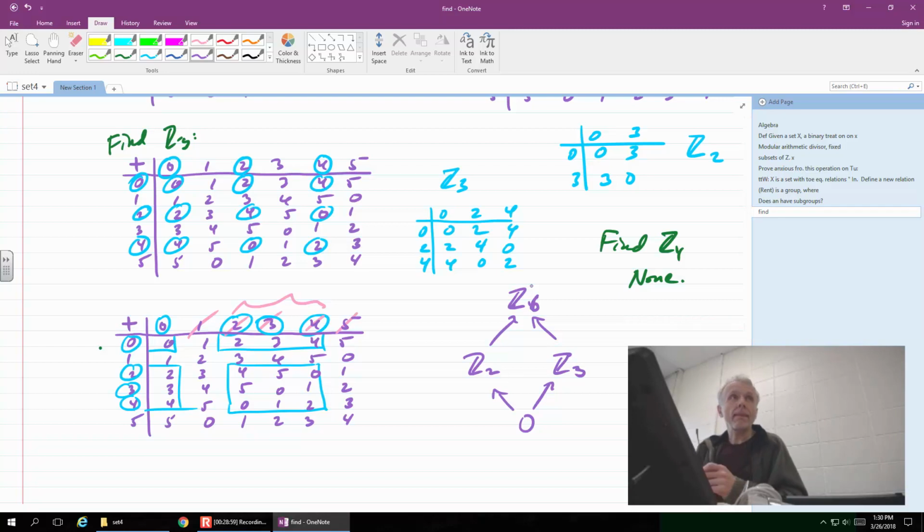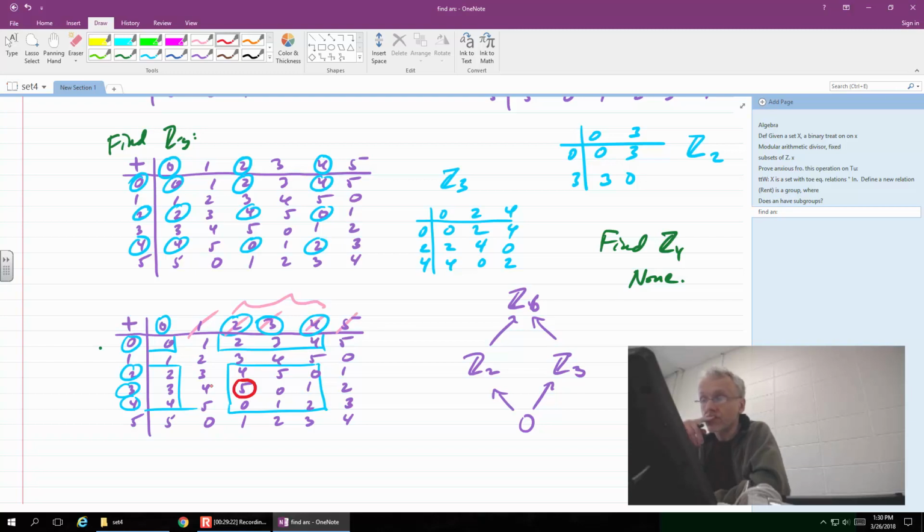Real quick, you said we can't use 3 because 3 plus 2 is 5. Yeah. But why is that outside of Z4? Right, and 5 is not on the list. So we pick the list 0, 2, 3, 4. And it is not a subgroup because 2 plus 3 is 5.